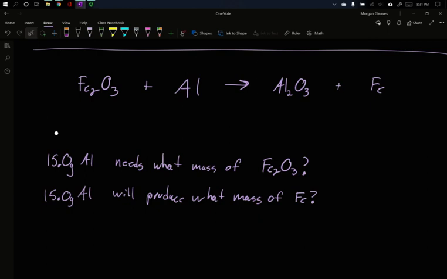If 15 grams of aluminum is going to be reacted, what mass of the Fe2O3 is also needed? And second question, if 15 grams of aluminum is reacted, how much iron product is produced? What weight of it? Give those both a try, and then come on back for the guided answer.